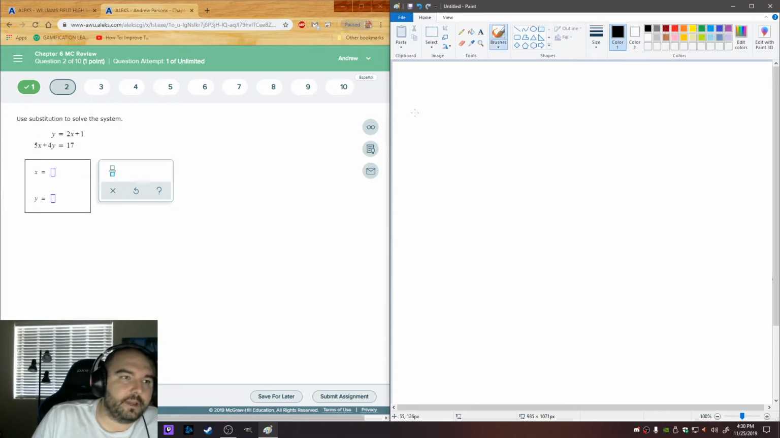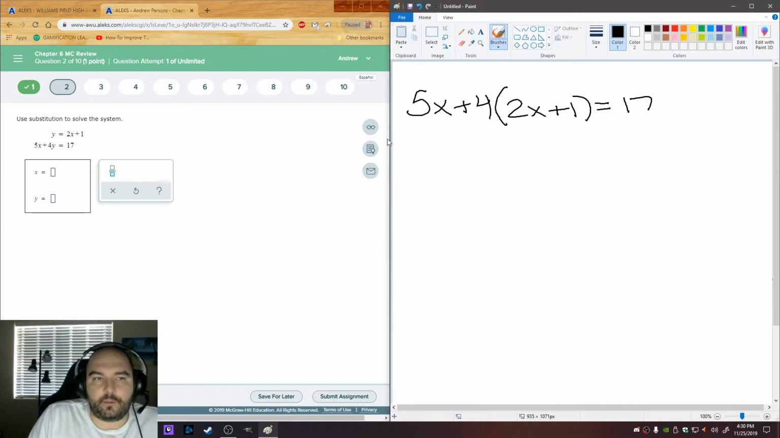This time we got y by itself. So I'm going to write the second line again: 5x plus 4 times 2x plus 1. Notice I'm taking the y out and turning it into the stuff y equals. Now, on both of mine, the thing on the top was the thing we substituted. That's not always going to be the case. The equations could go in either order.